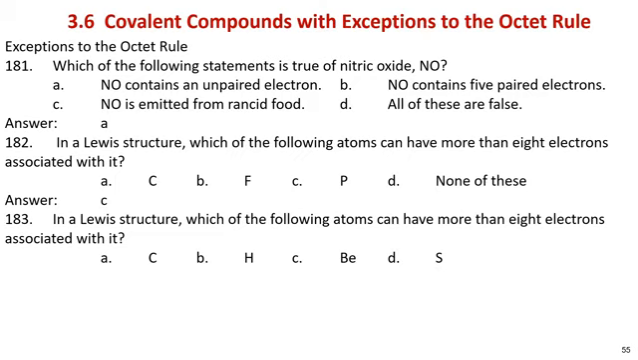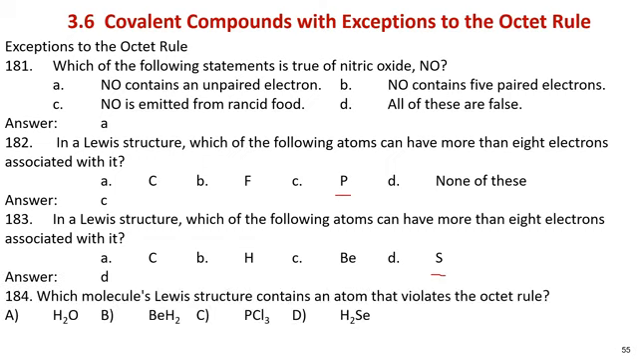Sulfur, phosphorus. Period 3 or downwards, now period 3 has d electrons. Phosphorus shows more than 8 electrons. Exception 2.